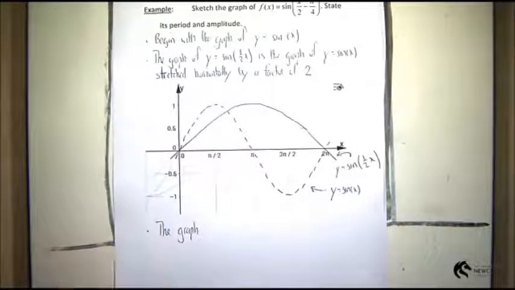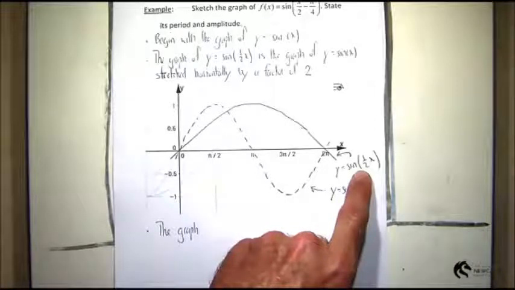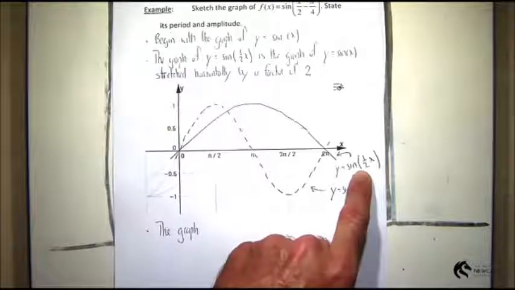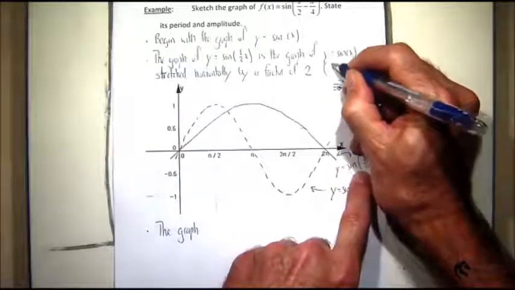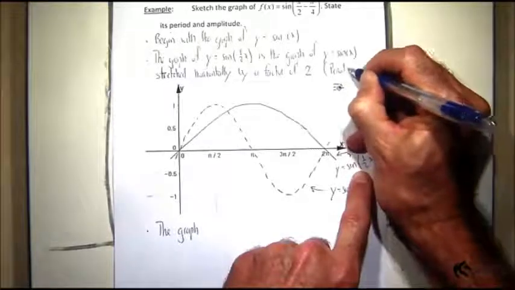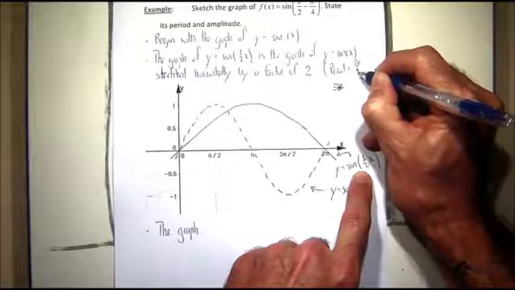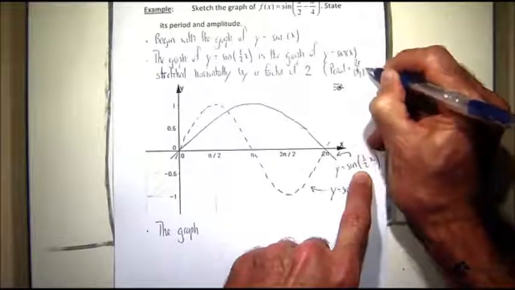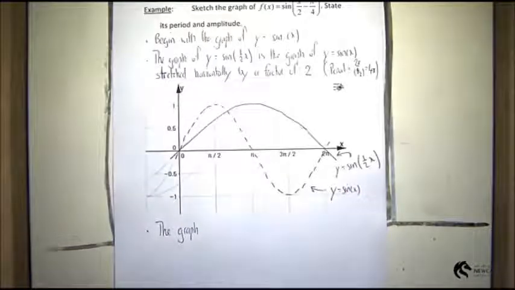And I guess just before I do that, notice that the period of this function is 2 pi divided by a half, so it's actually 4 pi. The period of this graph is 2 pi divided by a half, that's 1 on 2, and so that is 4 pi. Hence the graph is stretched horizontally.